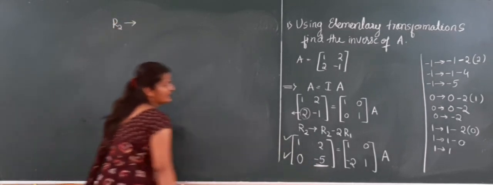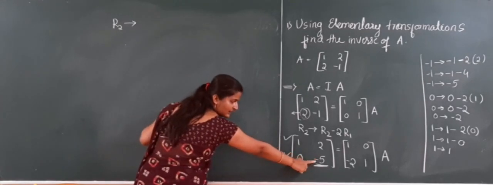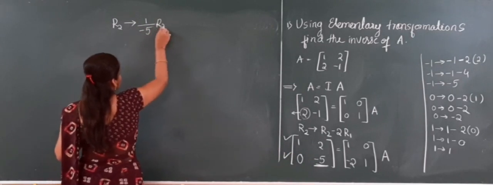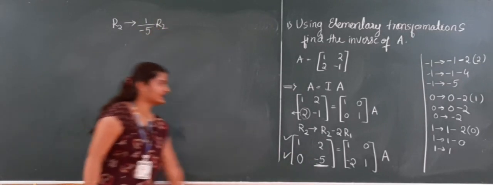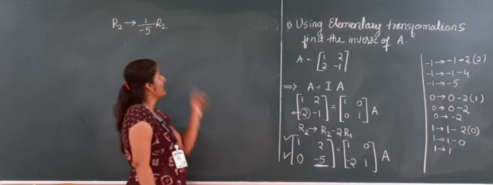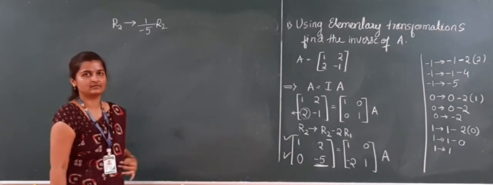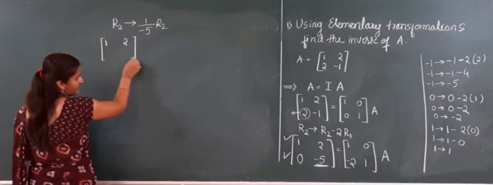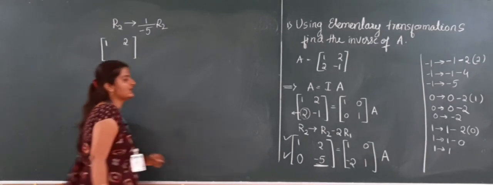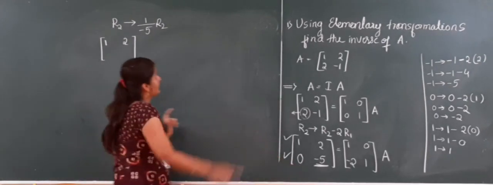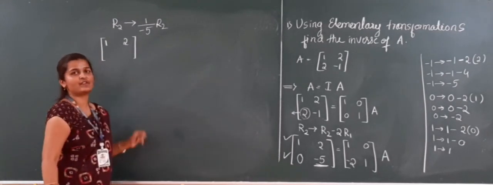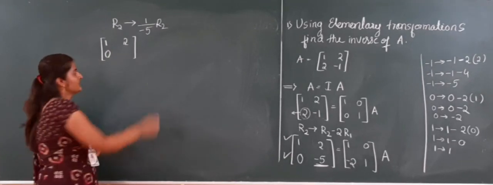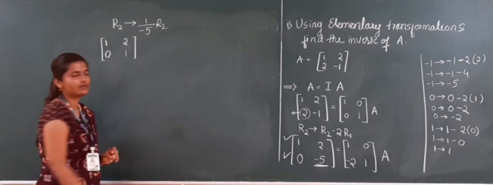So R2, if I multiply R2 by 1 divided by minus 5, the reciprocal of this number, minus 5 gets cancelled, you will get 1. Yes. So I will apply the row transformation. R1 does not change, remains as it is, 1 2. In R2 I have to multiply by minus 1 by 5. Minus 1 by 5 into 0, again 0. Minus 5 into minus 1 by 5, minus 5 gets cancelled, you will get 1.